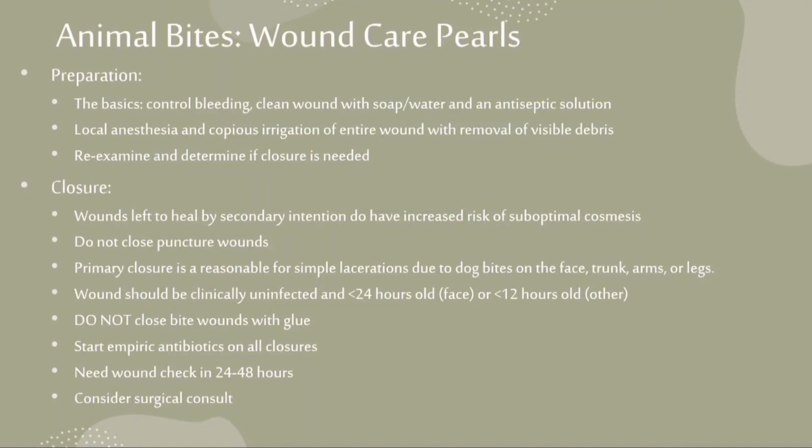So basic preparation of wounds. The basics: control the bleeding, clean the wound with soap and water, and the antiseptic solution if you have it. Then what is very important with these animal bites is local anesthesia and copious irrigation of the entire wound. In kids, especially with facial lacerations, the granulation tissue can develop pretty quickly. So the wound starts to close even before you can get to the emergency room, within a couple of hours of the injury. And so that actually needs to be opened and everything irrigated.